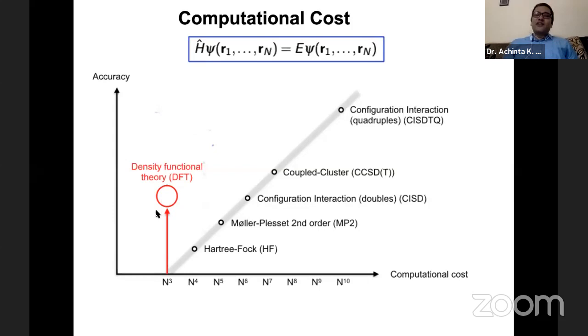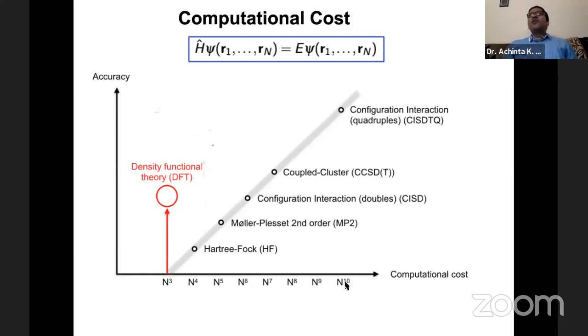Whereas in density functional theory, if you use the tricks properly, you can lead it to an n to the power 3 scaling method. So if your system size is n, density functional theory scales as n to the power 3. If I go from, let's say, 10 to 100, it will become 100 to the power 3, so basically it will become 10 to the power 6. Whereas if I go to an n to the power 10 scaling method, then the computation cost will be almost impossible to handle. So that's why density functional theory is so popular.